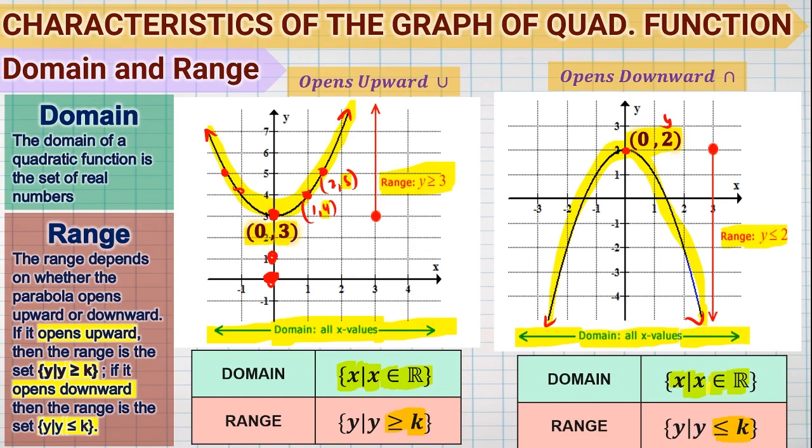Sa domain, walang kahirap-hirap. Palaging ang sagot natin dyan is all real numbers. Kasi mag-extend yan for both right and left side of our given Cartesian plane. Pero pagdating naman sa range, depende kasi kung pataas siya or pababa at siya mag-uumpisa. Depende rin yun sa ating vertex.